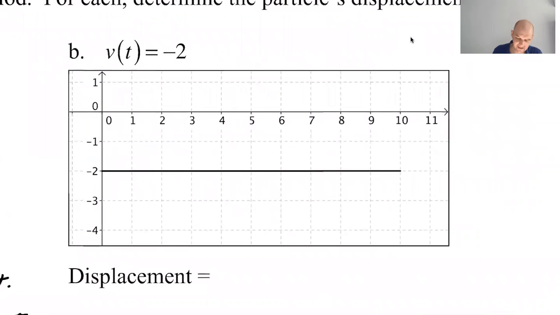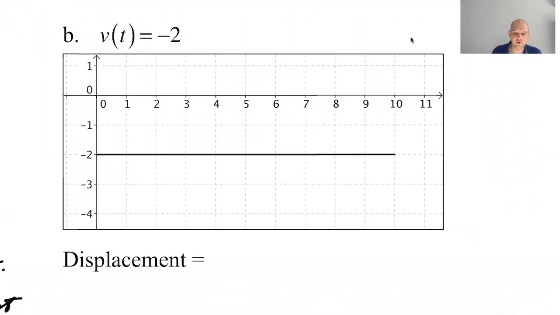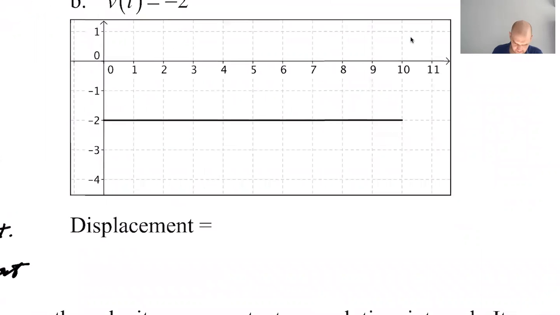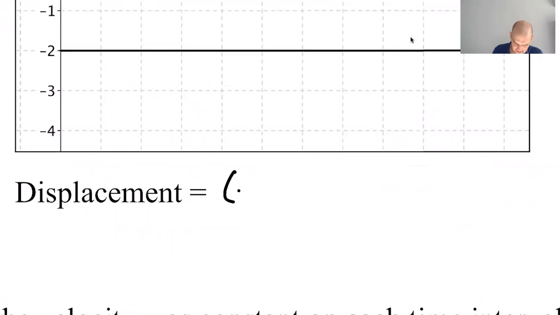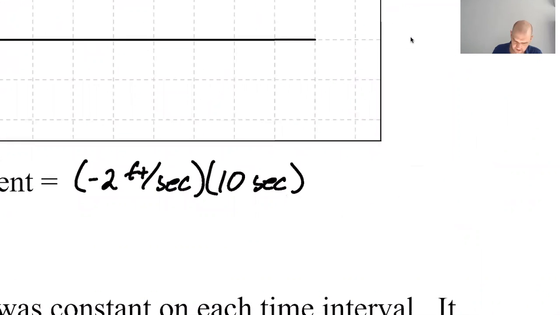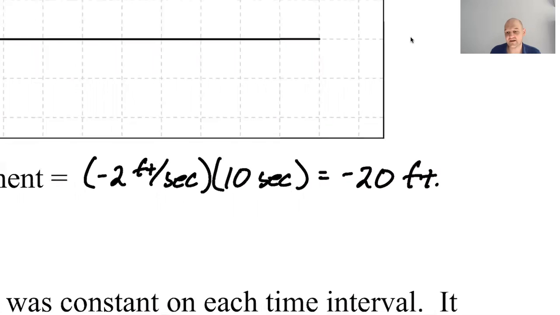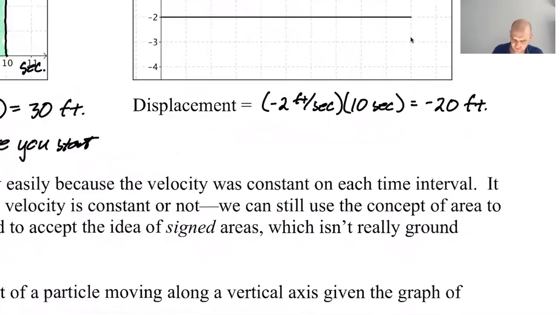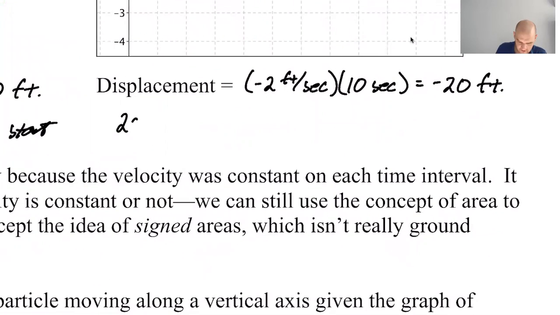Here we have a -2, and we're going to go for 10 seconds. So we could calculate it like this: -2 feet per second, times 10 seconds. This seems weird, right? We're going to get -20 feet. And what does that mean in the context of what we're doing? It means that we are 20 feet to the left of where we started.